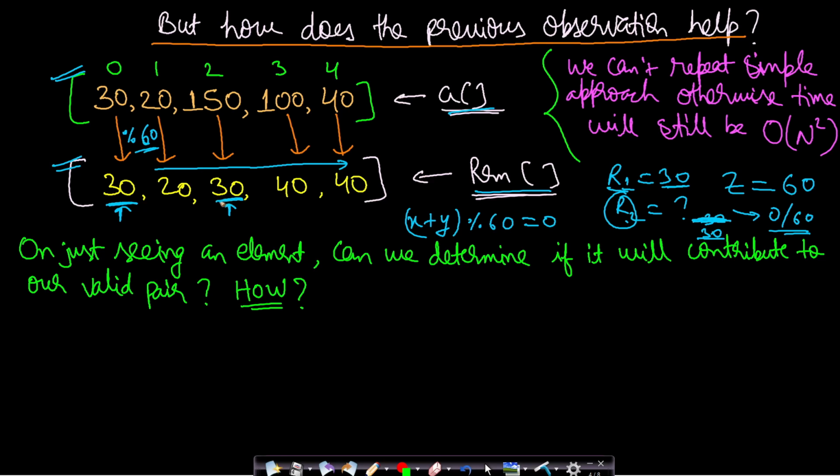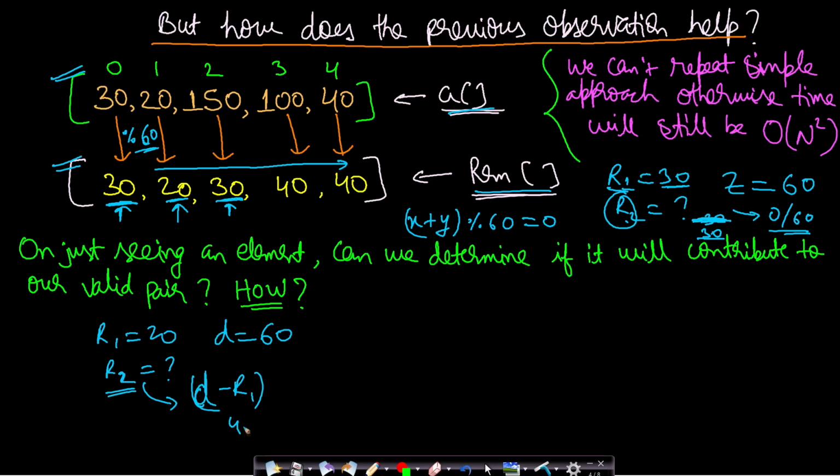Okay, that's true. But isn't it taking a longer time? Like you have this 30 and now you are searching for another 30. Let's not take this 30, let's take this 20. So our r1 value is 20, our divisor value is 60 and our r2 value is unknown. Now what can be the possible value of r2? r2 can just be z minus r1, which is nothing but 40. It has to be 40. So is there any 40 in this entire array, leaving out this value?